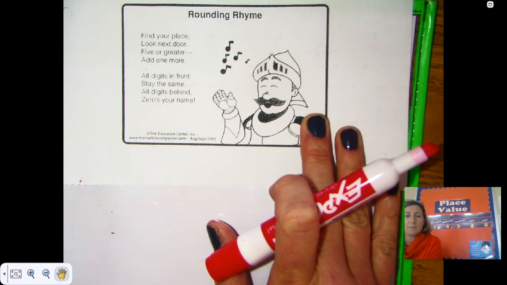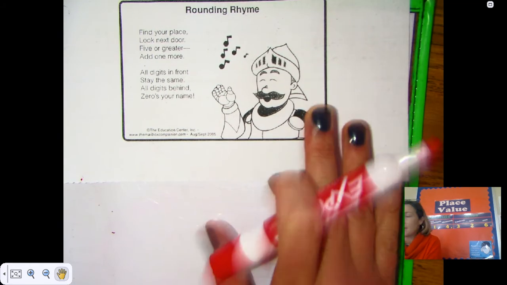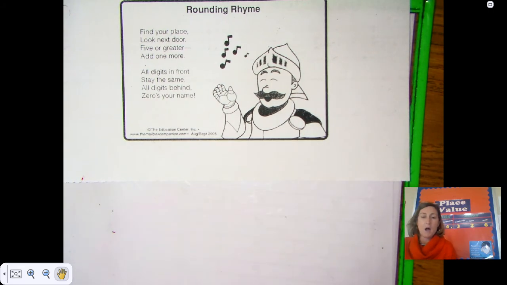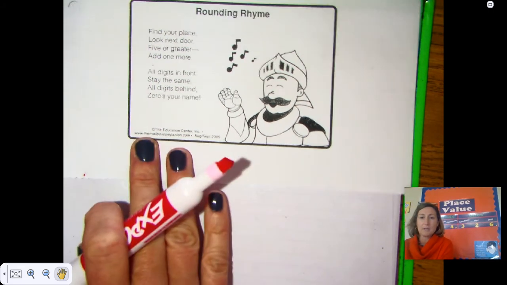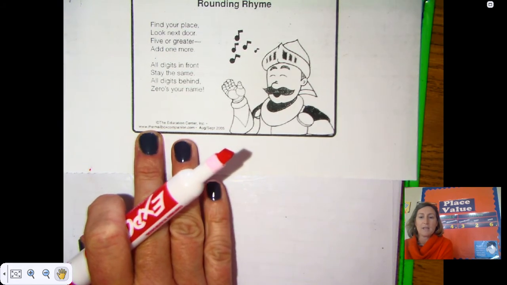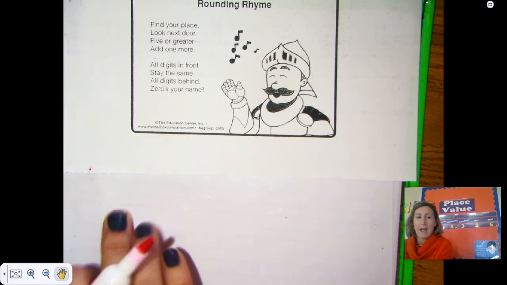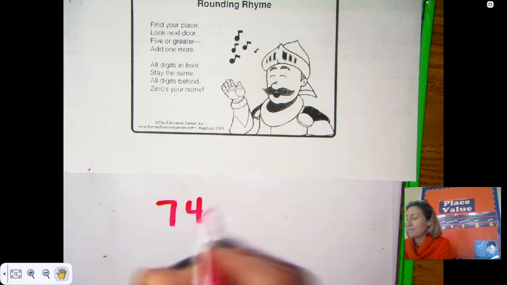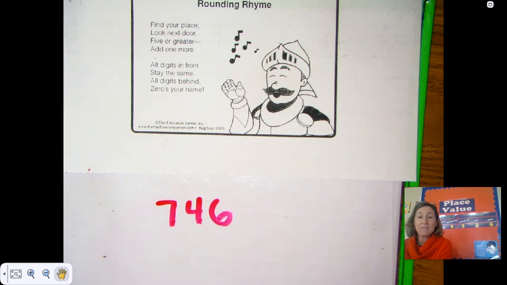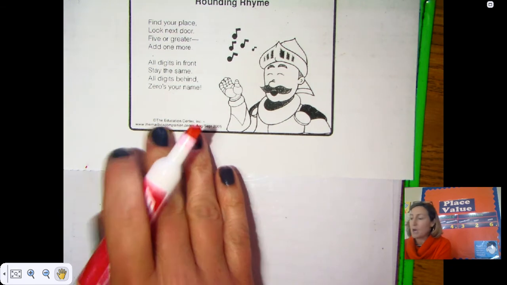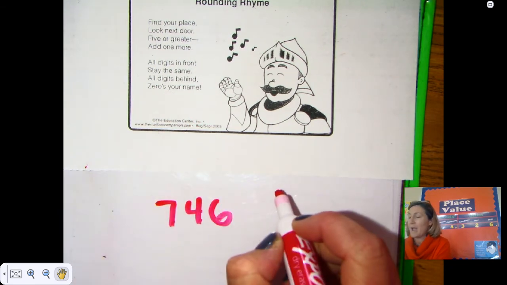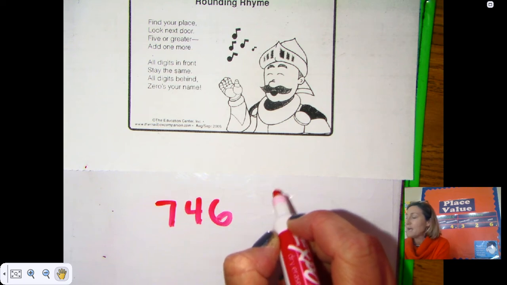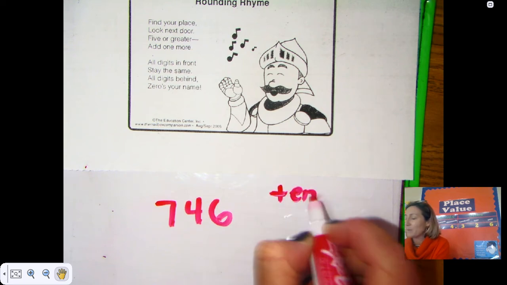All right, let's take our rounding rhyme here. Now, some of you guys may have heard a different version, or you may have your own little song or saying to remind you how to round, and that's fine. We're just going to use this one today. So if you're asked to round a number, let's take a number like 746. They have to tell you what place value spot they want you to round to. So if they said, I want you to round 746 to the nearest tens place.